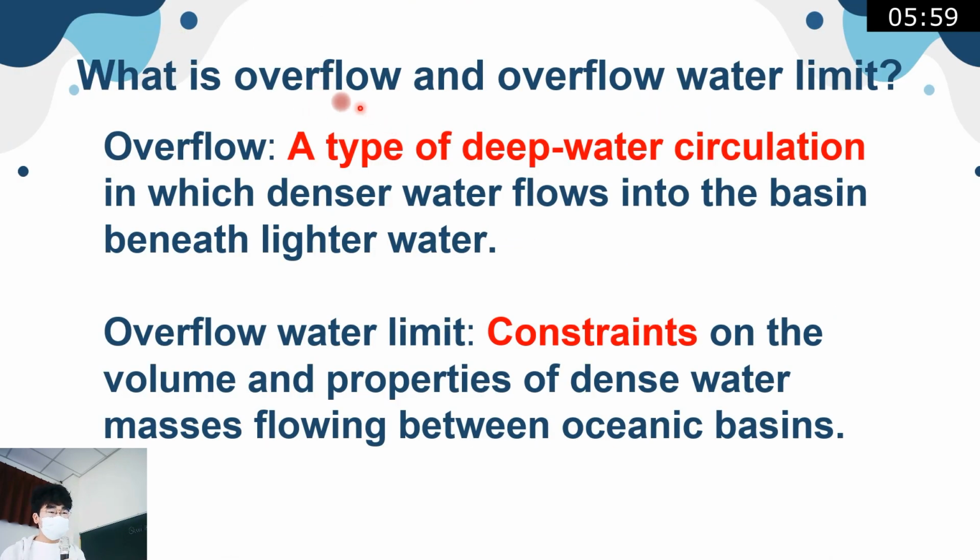And what is overflow water and overflow water limit? An overflow is a type of deep water circulation in which denser water flows into basins beneath lighter water. And overflow water limit is the constraints on the volume and properties of dense water masses flowing between oceanic basins.